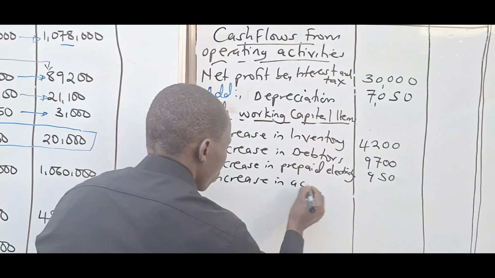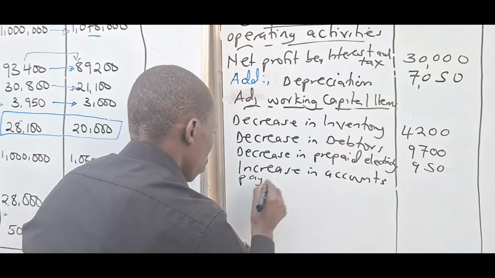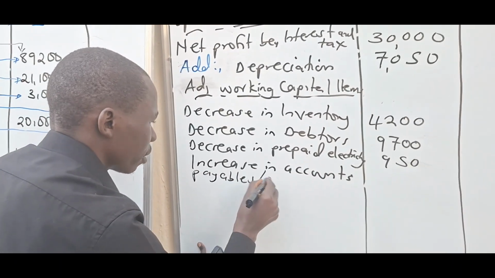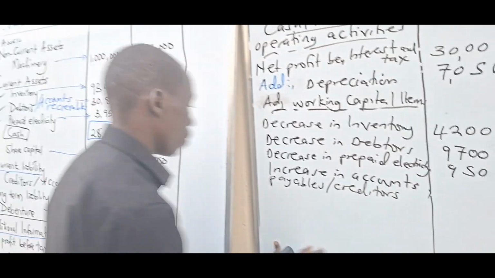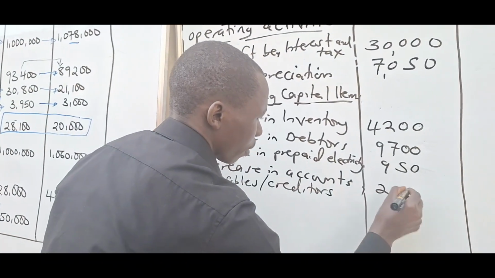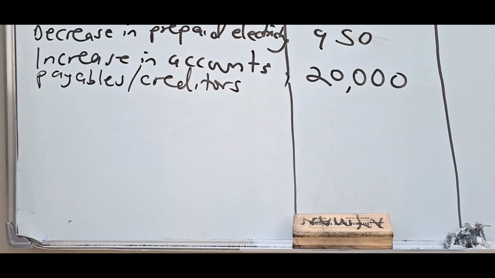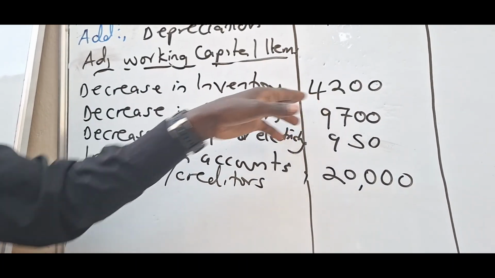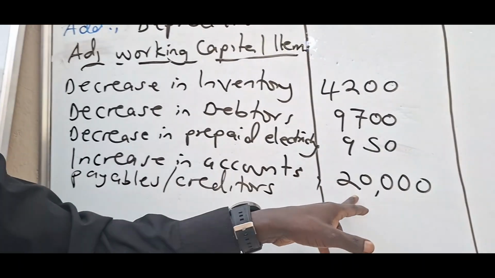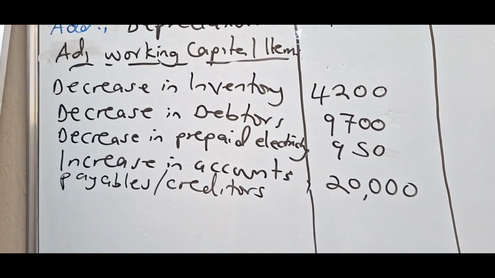Increase in accounts payable, or we call them creditors. By how much? 10,000. Now I know you are asking: the decrease in current assets has been treated as positive, and since this is an increase, should we say this is negative? Let's try to think about this.